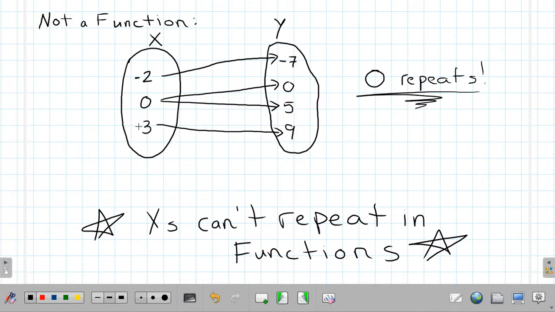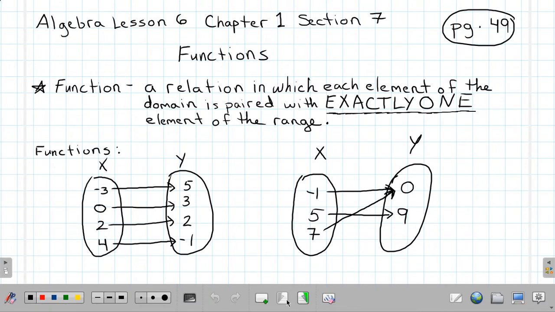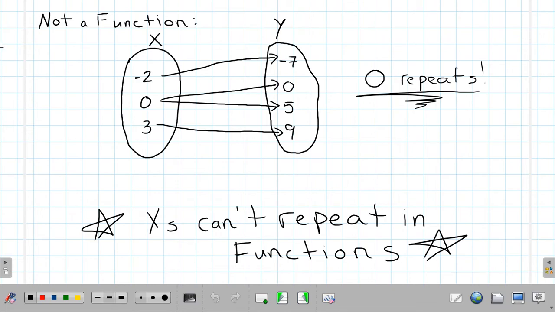If you have a set of ordered pairs, a table, a mapping, a graph, any way you look at a relation, if you ever have an x repeating, then you don't have a function. Once again, we are looking for each x value to be only paired with one y value. If you look at the difference between this one and the previous one, it's okay if we have two lines coming into a y value with a mapping. What we don't want is two arrows or two lines coming out of an x value.